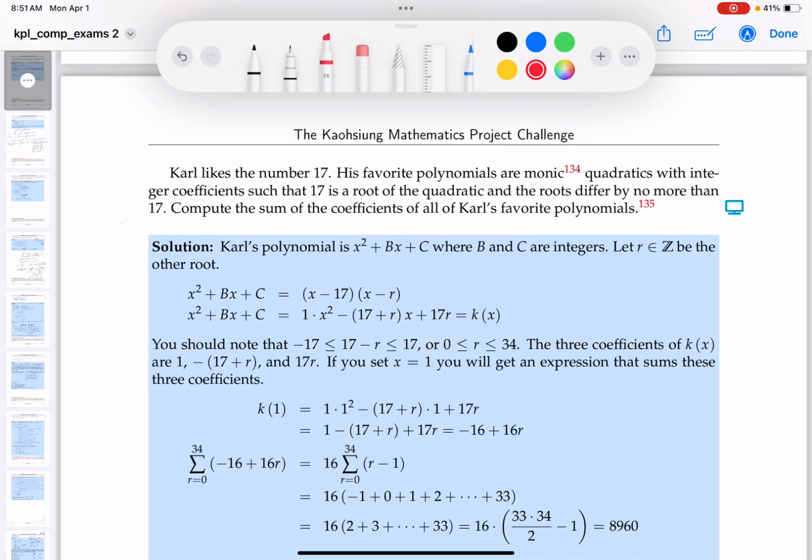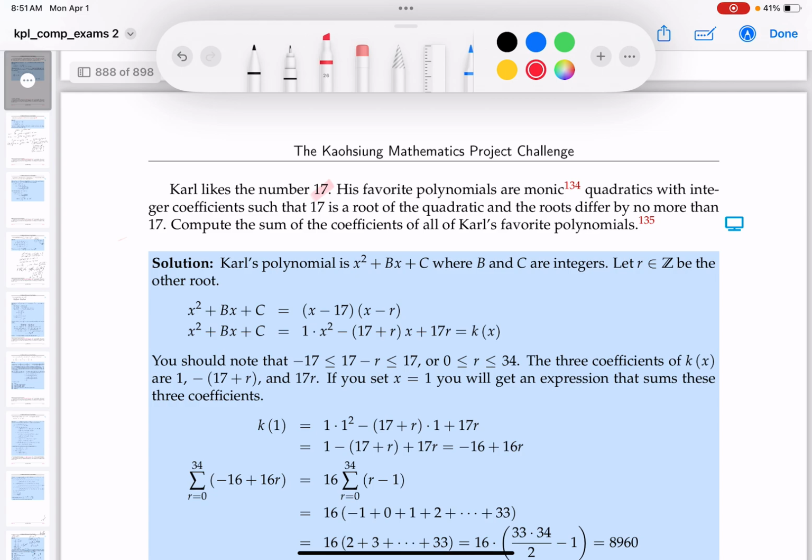Okay, Carl likes the number 17. His favorite polynomials are monic. There's a footnote there. Monic means the coefficient on the leading degree is going to be 1. These are quadratic, so it's going to be an x squared problem.